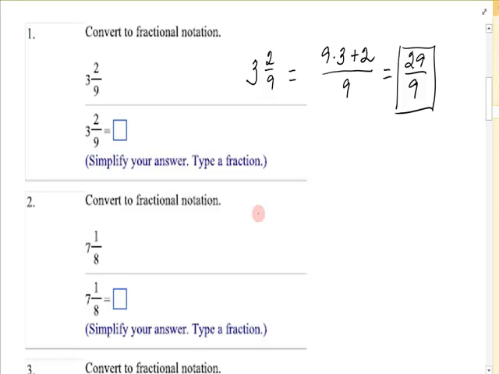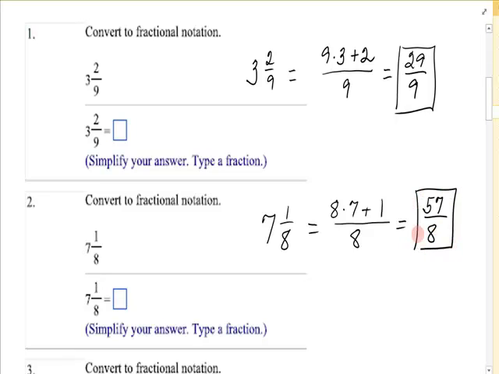All right. Let's look at number 2. I have 7 1/8. I multiply 8 times 7, add the 1 that was already there, and leave it over 8. 8 times 7 is 56, plus 1 is 57, and it's over 8. You may not need to show this step. Multiply 8 times 7 for 56, 1 more is 57. Keep it over 8.